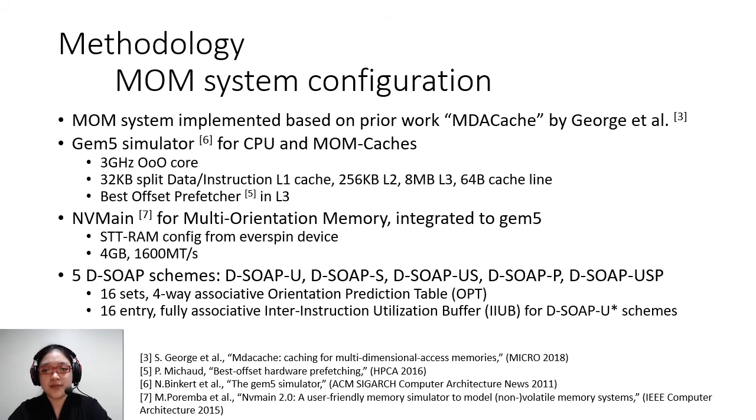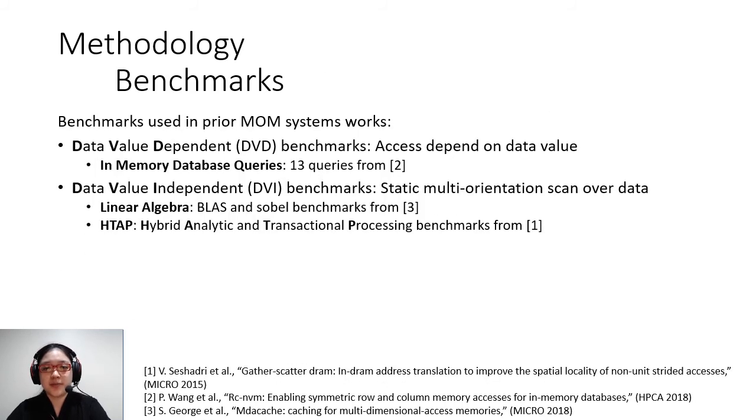We evaluate our DSOAP schemes on a MUM system simulated with Gem5 for the CPU and MUM caches, and with NVMe for the multi-orientation main memory. As for our DSOAP schemes, all of them use a 16-set, 4-way associative OPT. We use benchmarks from prior works on MUM systems and split them into two categories: DVD, data value dependent benchmarks including 13 queries from RCNVM, and DVI, data value independent benchmarks including linear algebra and HTAP workloads from MDA cache and gather-scatter DRAM.